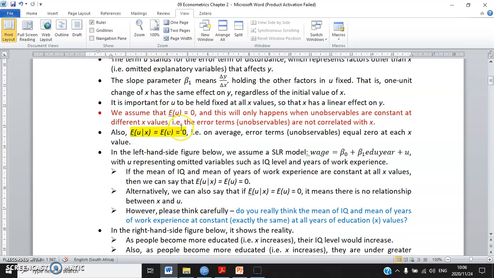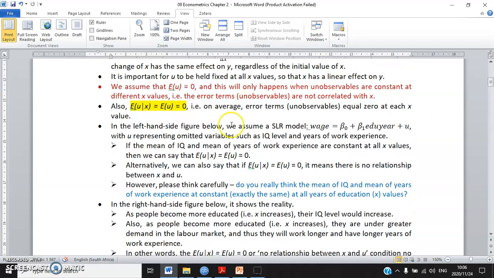We assume the mean or the expected value of the error terms or the disturbance will be 0. But this will only happen when all the unobservables or the omitted explanatory variables are constant at different x values. That is, the error terms or unobservables are not correlated with x. It still sounds a bit confusing, isn't it? But once I explain the two graphical sketches very soon, then I think you will understand what this sentence means. Okay. And then similarly, we want the mean of the error terms to be 0 on average, and then we also want the mean of the error terms at each x value to be 0 as well.